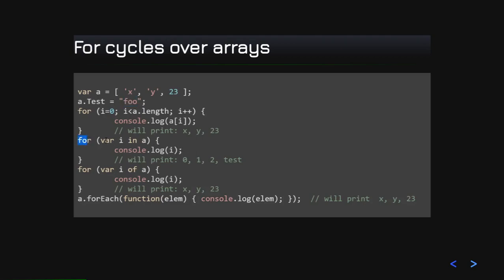Remember that this for var I in A, I takes as value the property names of A, and then we have this one, which takes as value the actual value. So in this example, I loops through the values of the properties of A. That's why it will print here the values of the properties, which are X, Y, and also 23, without printing this one, because this test is a special added property.